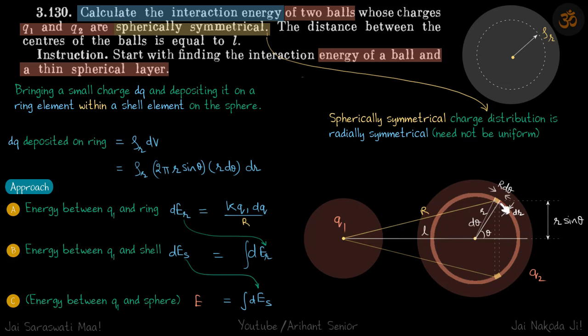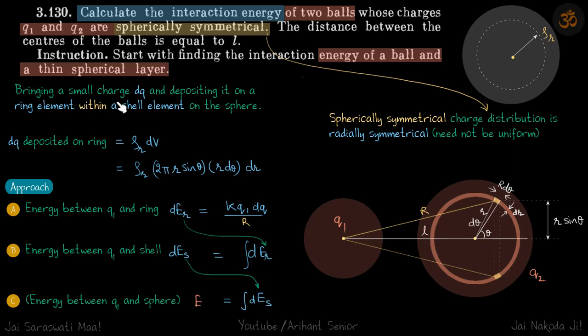So why are we doing that? Because when we write the interaction energy with this sphere, it's going to be k q1 q2 by the distance between them, and only for this ring is the distance r constant. If you take any other kind of element, this distance r is going to change. Only in this ring element, which is on the shell itself, is r the same everywhere. So on this dq alone, I can safely write a small interaction energy dE without worrying about the distance between them.